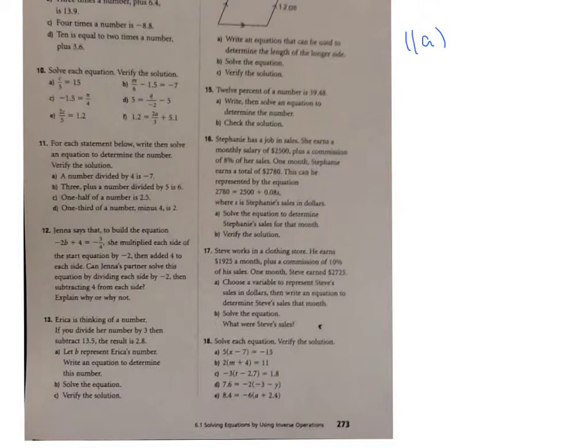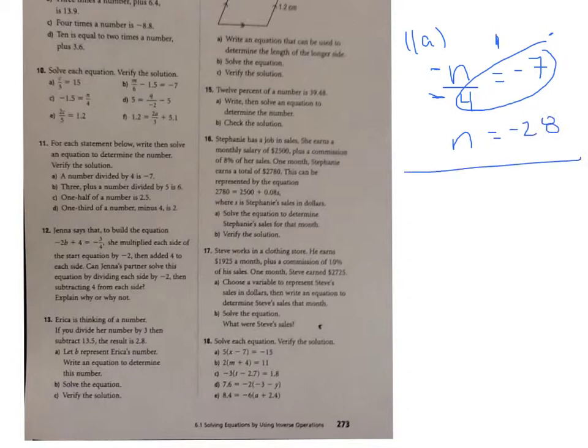It says, a number divided by 4. A number divided by 4 is negative 7. And now we have to solve. We can do our cross multiplication there. We get a number equals negative 28. And you're done. That's all you have to do on that one.